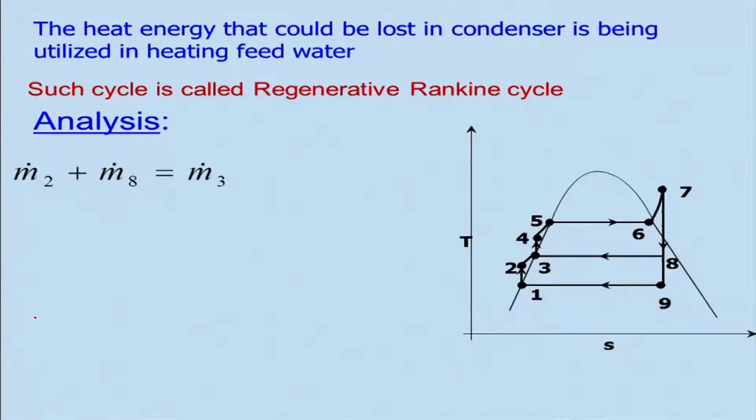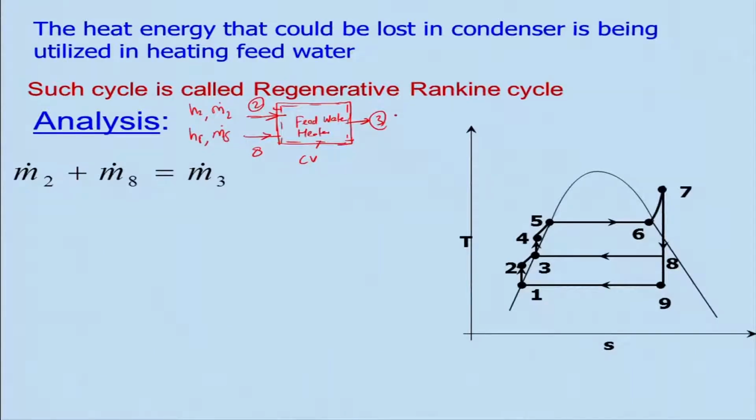So, what will we do? We will basically look at a feed water heater. Let us say this is my feed water heater, and I can take this as a control volume. The fluid is coming in with stream 2 and stream 8, and going out with stream 3. Mass is coming in, m dot 2 here and m dot 8 here, with enthalpies h2 and h8, and similarly here mass m dot 3 with enthalpy h3.